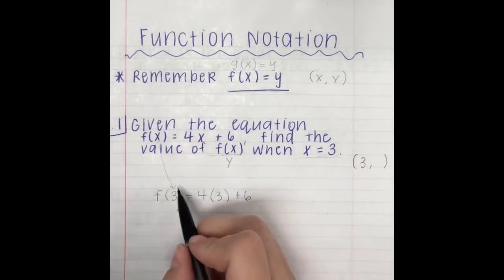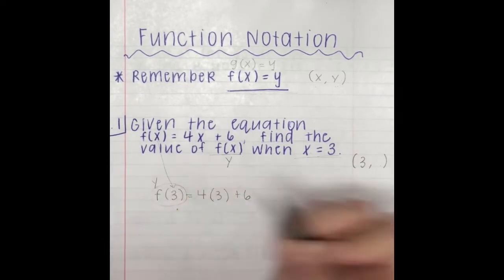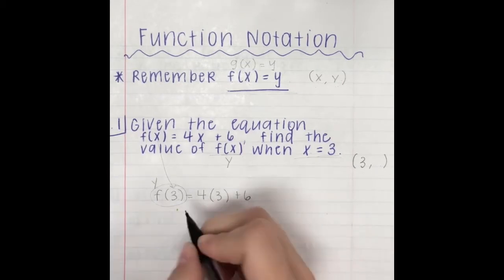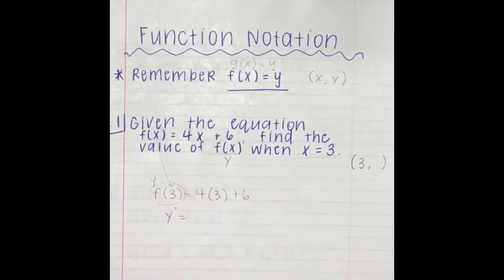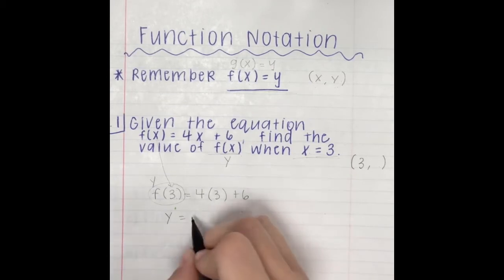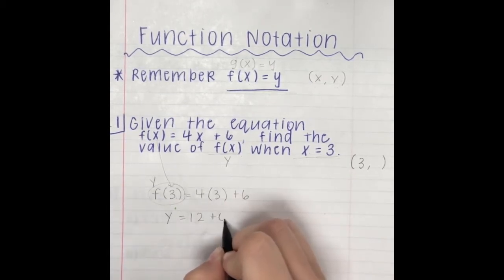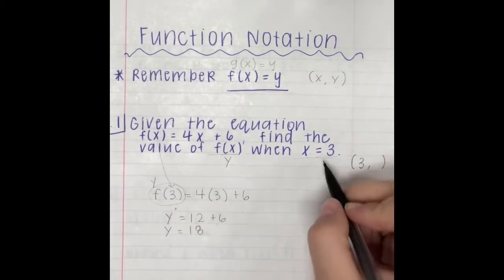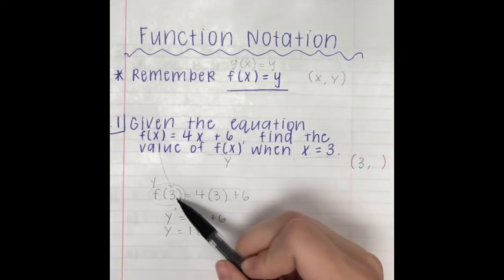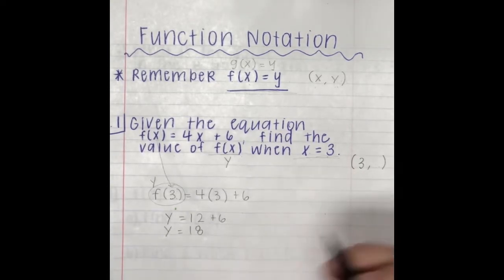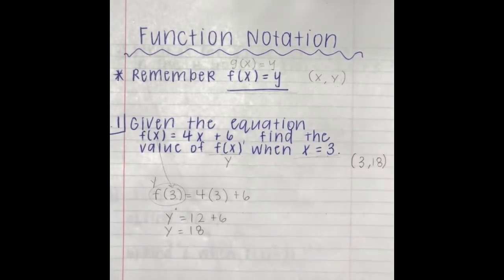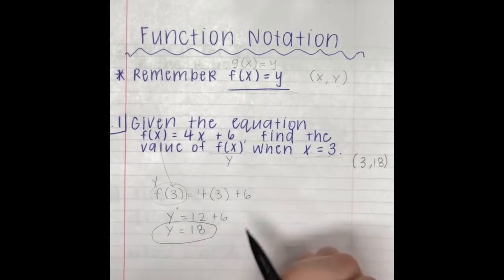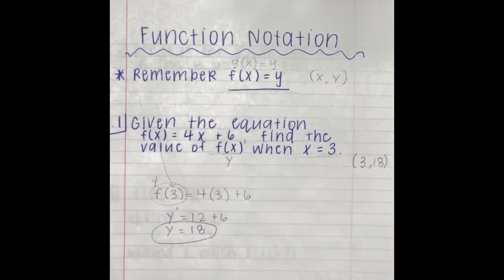And then we can solve, because this whole thing is just y, right? This is just saying find y when my x is 3, okay? So we'll say y equals, we know 4 times 3 is 12, bring down my plus 6, and 12 plus 6 is 18. So when my x is 3, when I plug in 3 for my x's, I end up with my y as 18. That's your answer. That is what f of x or y equals when x equals 3, okay?